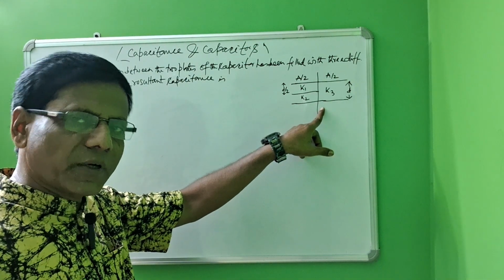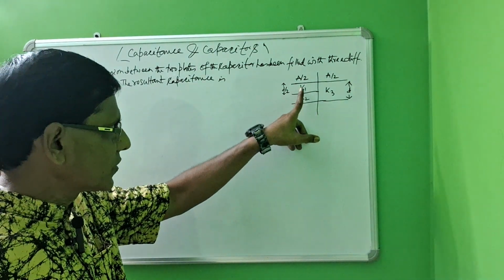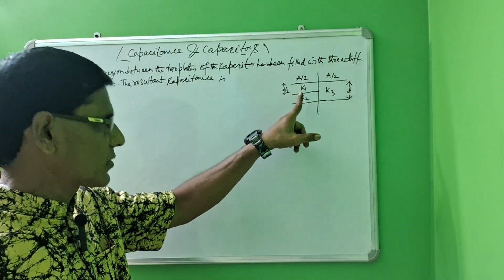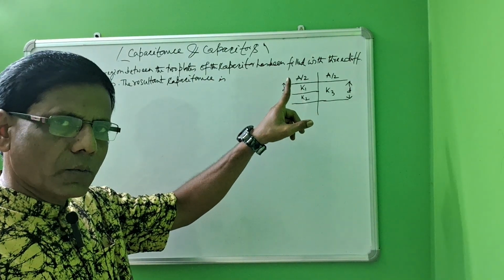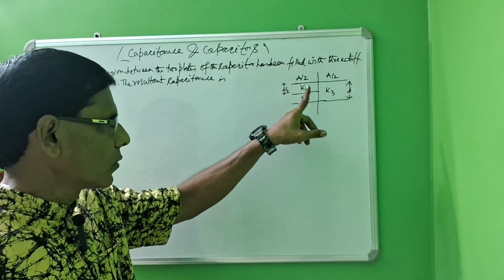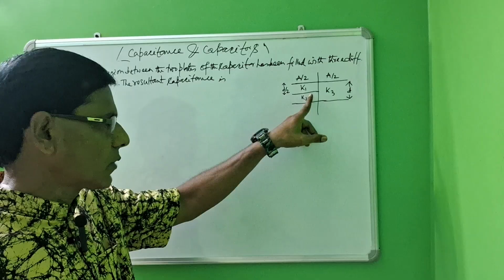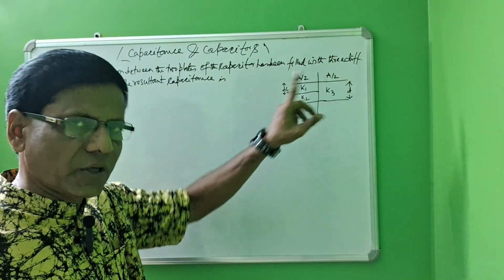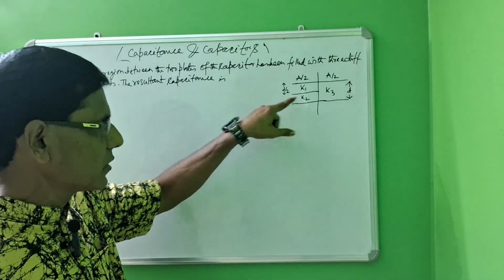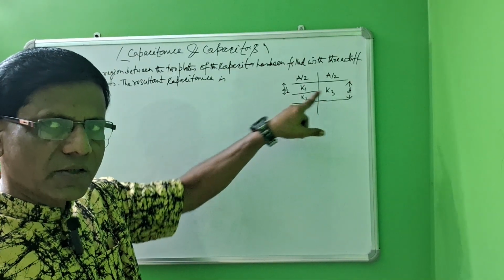This is the parallel plate capacitor. Here is the three dielectric metal placed, making three capacitors. One is of C1, another one is of C2, another one is of C3. And this C1 and C2 are in series connection, where C3 is in parallel connection.